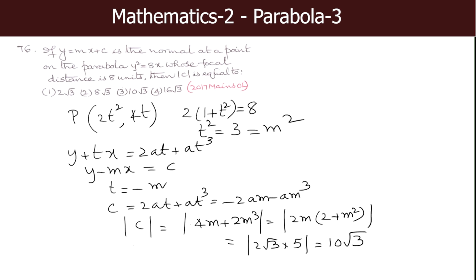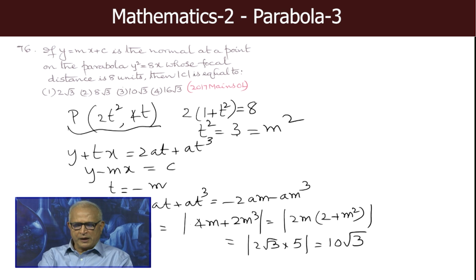Follow this. First of all, suppose P is the point on the parabola y square equal to 8x with the coordinates 2t square, 4t. They are the parametric coordinates of the point P on the parabola. The focal distance of this point is 8 units, but the focal distance of the point t from the parabola y square equal to 4ax is a into 1 plus t square. So, a is 2 here, 2 into 1 plus t square is 8, that gives t square equal to 3.